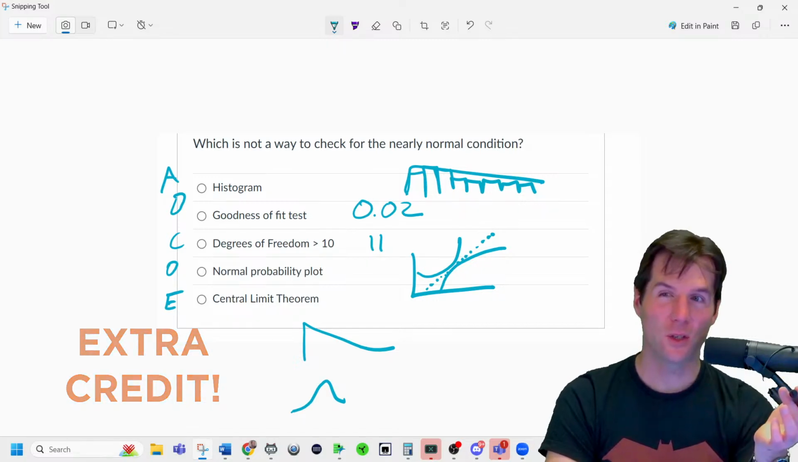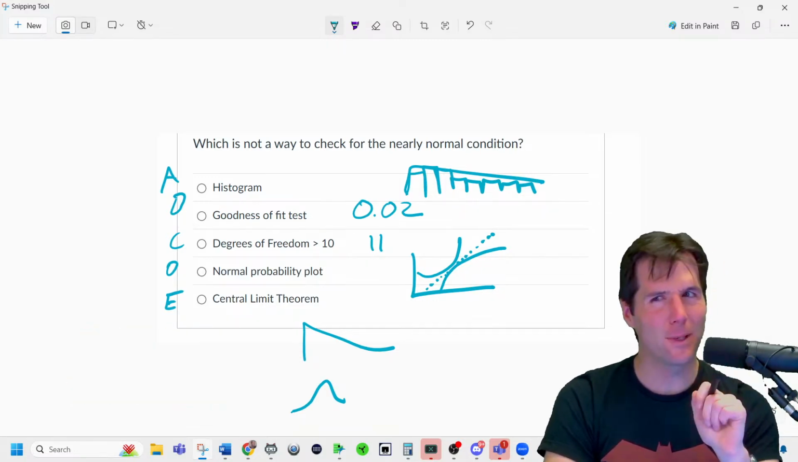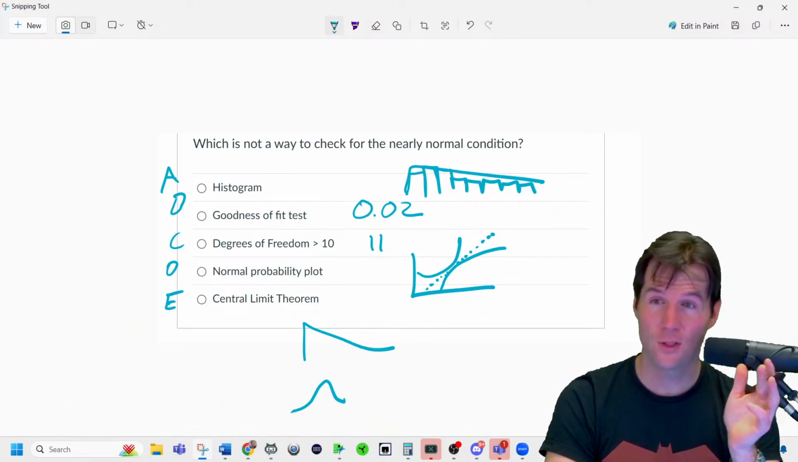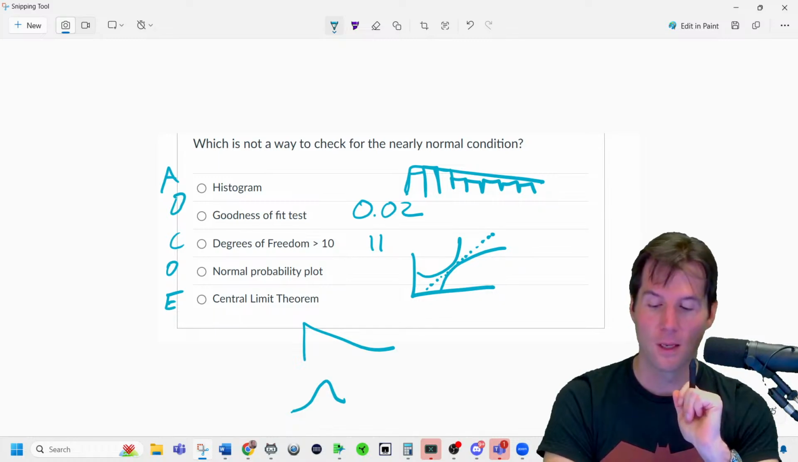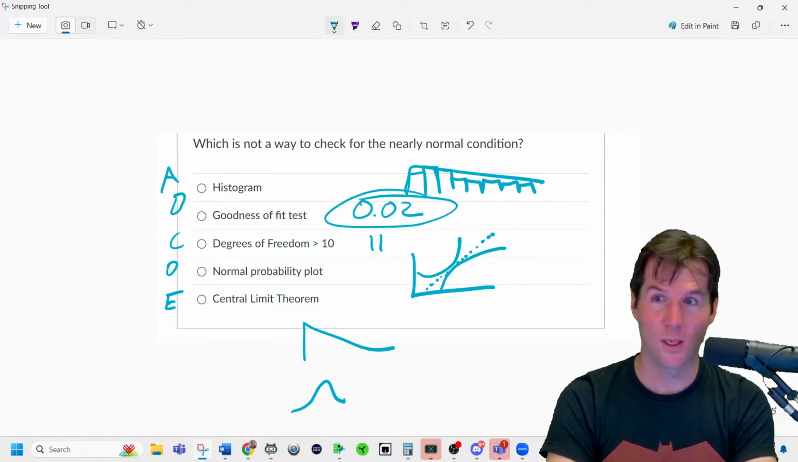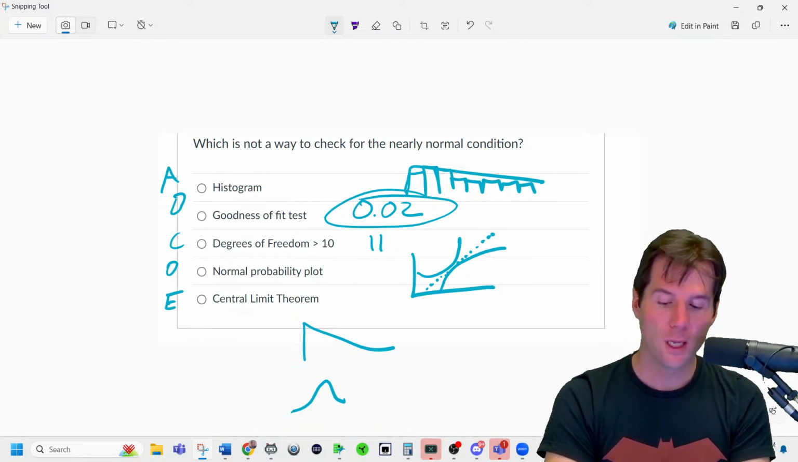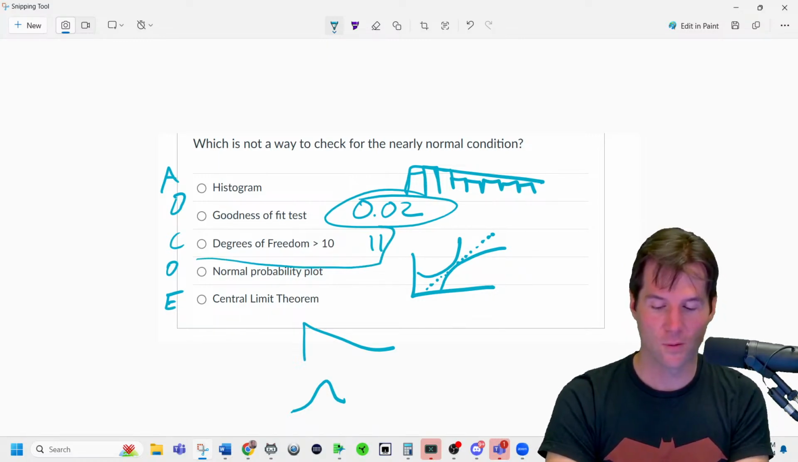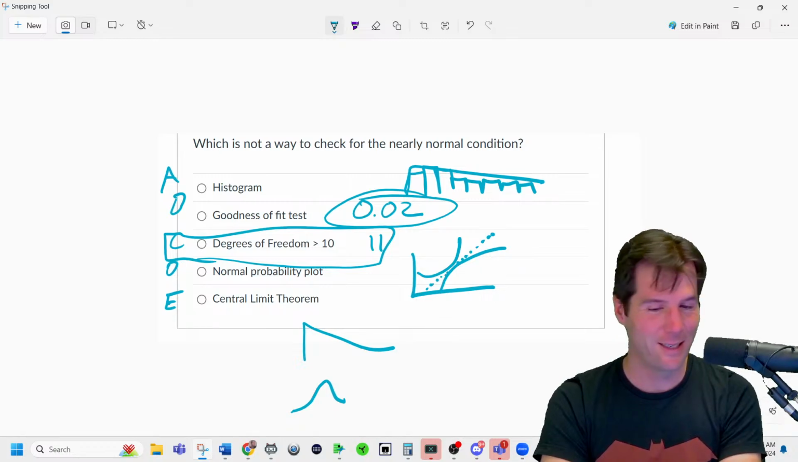So you can look at a histogram and generally get an idea of the shape. It's not the best way to do things, but if you see some heavy skew in it, it's not nearly normal. You can look at the goodness of fit test, which is a test with the null that the distribution is normal. And if the p-value is low, you reject the null and you have evidence the distribution is not normal. You can't just say we have at least 10 degrees of freedom and we're good. That's not what we do.